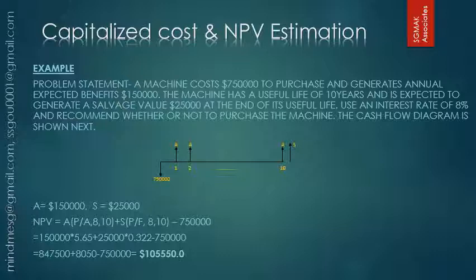So that gives a net present value of $105,550. Net present value is positive, so project is good. We'll recommend purchase of this machine.